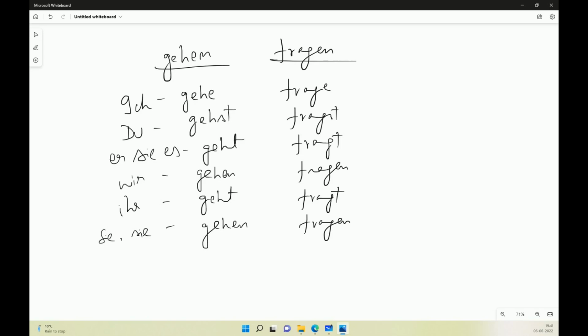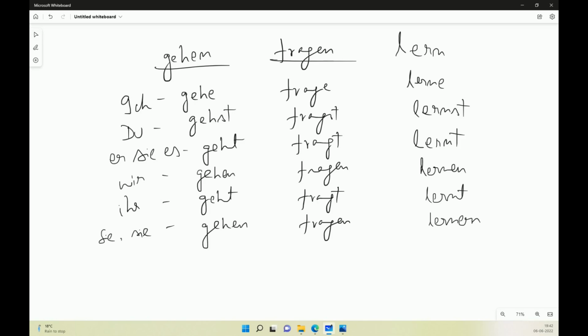Also, gehen wir weiter mit noch einem Verb, lernen, das heißt learn. L-E-R-N. Ich lerne. Du lernst. Er lernt. Perfect. Wir lernen. Ihr lernt. Sie lernen. Right? Perfekt.